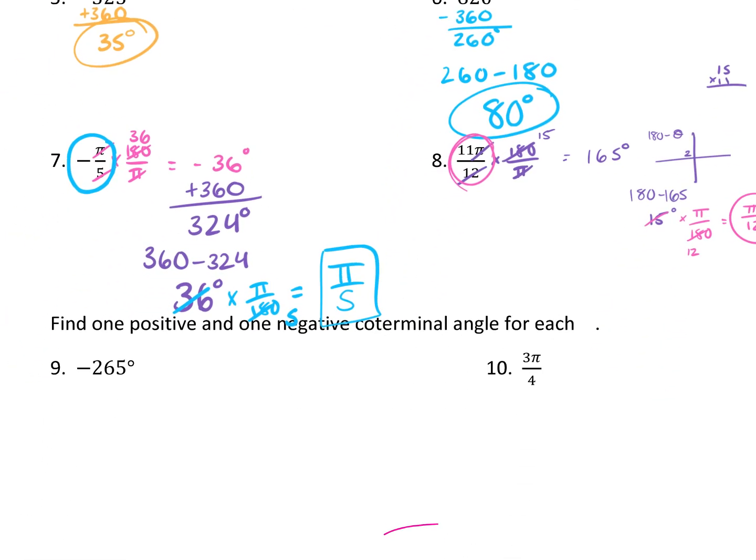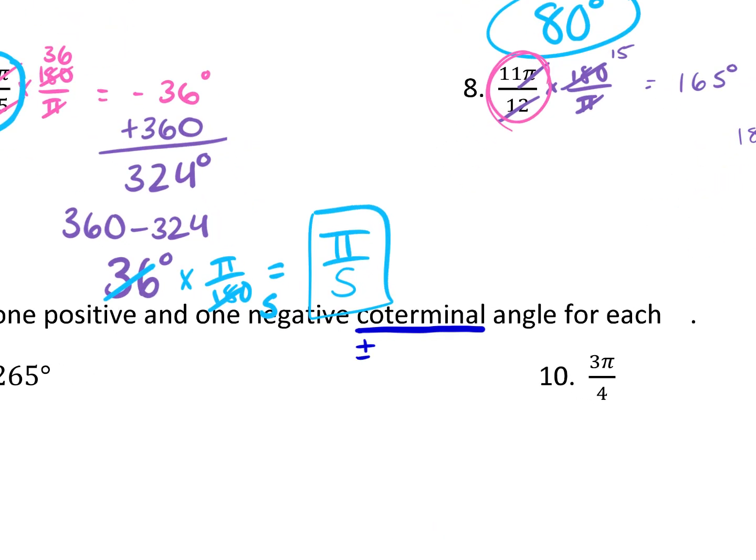Okay. For the next section, we want to find one positive and one negative coterminal angle for each. For coterminal angles, we add or subtract 360, or if it's in radians, we can add or subtract 2 pi, because 360 and 2 pi are the same.